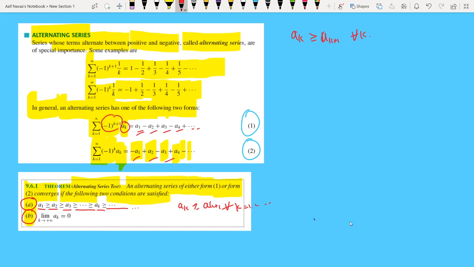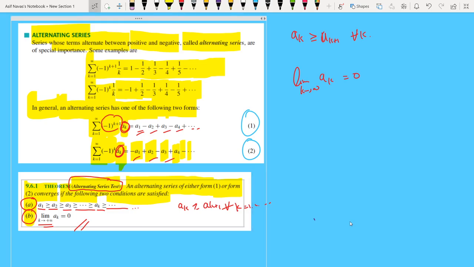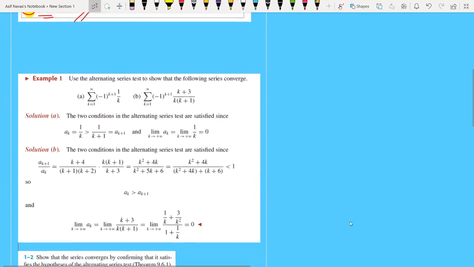And the second condition is the limit as k tends to infinity of a_k is equal to 0. That means this term is equal to 0. Then if an alternating series satisfies these two conditions, the series converges. So this test is only applicable for alternating series. Now we will do a few examples.